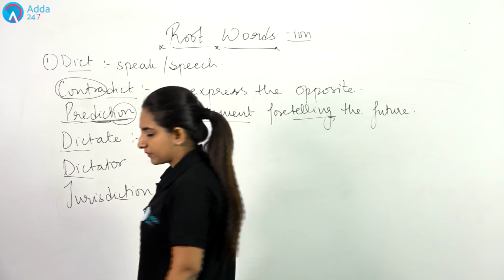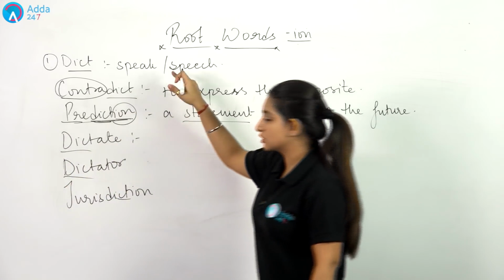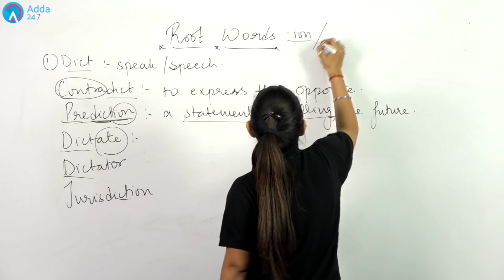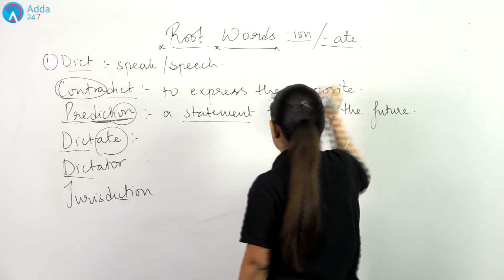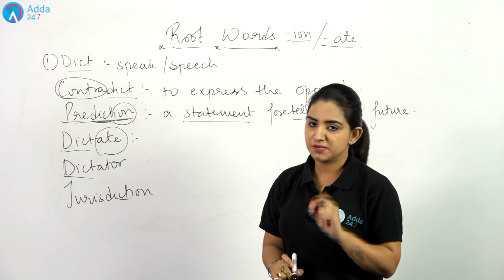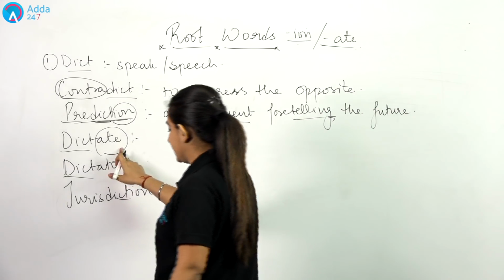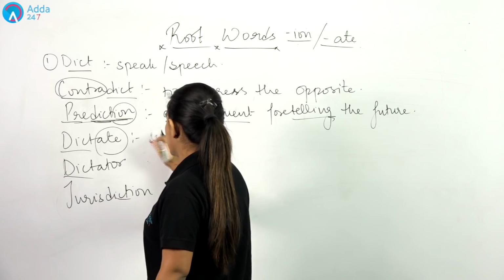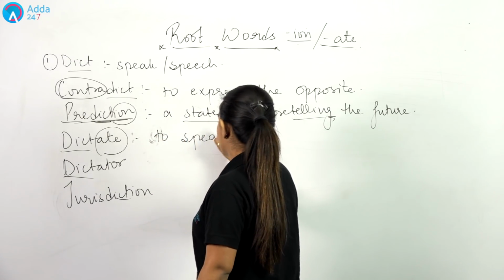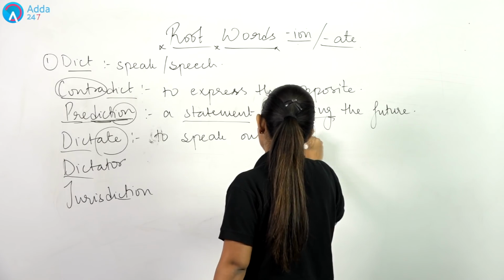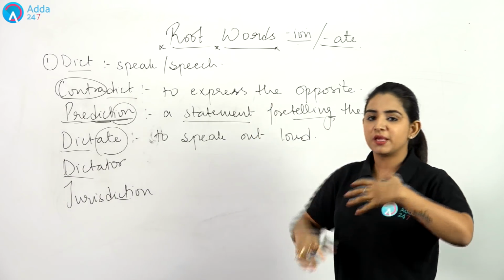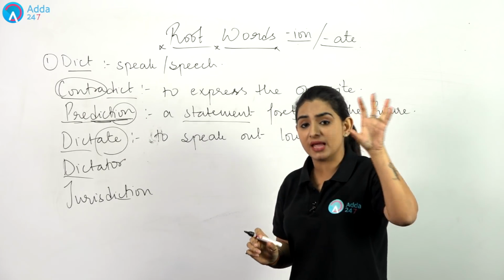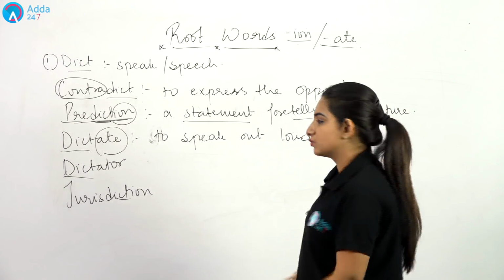Then we have dictate. Now, when I say dict, that means to speak or speech. Whenever we have ate at the end of any word, this means it is a verb. So dictate, what does this mean? It means to speak out aloud. To speak out loud. That means if you are speaking loudly to make somebody else hear what you're saying, that is what we mean by dictate.